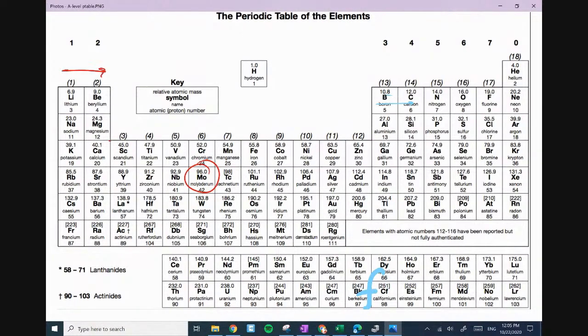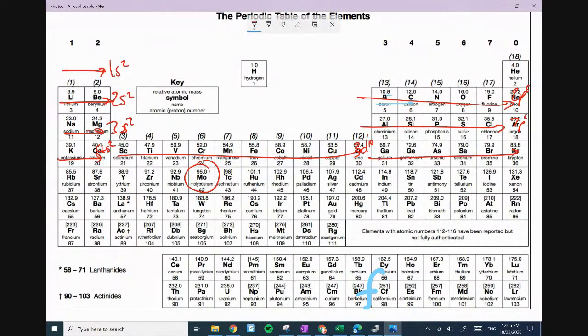So 1s2, back to the beginning. 2s2, skip over, right? 2p6, back to the beginning. 3s2, skip over. 3p6, back to the beginning. 4s2, right? 3d10, we're out of sync. 3d10 into the 4p6, back to the beginning. 5s2. But it's wrong, isn't it? Because that should have been 4d4, but it's an oddity.